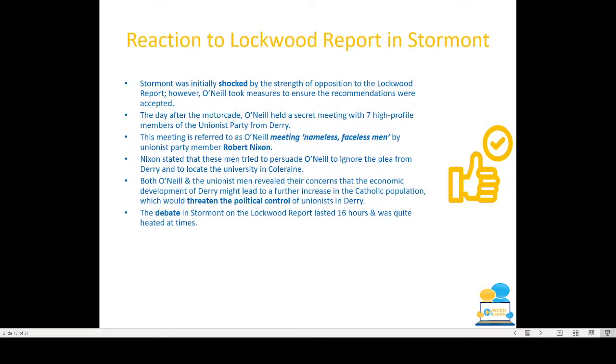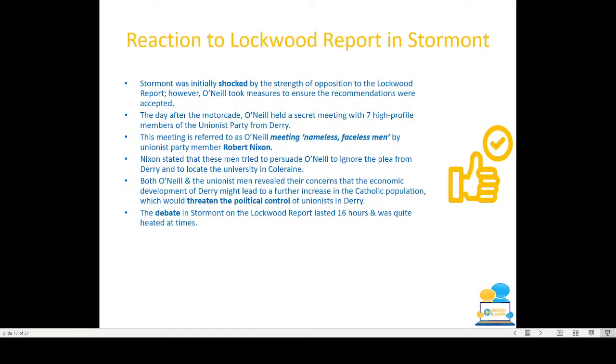So both O'Neill and the Unionist men revealed their concerns that the economic development of Derry might lead to a further increase in the Catholic population, which would threaten the political control of Unionists in Derry. And that's a very controversial aspect to even think about, that these men from Derry were almost afraid to accept this university in Derry because it might lead to a further increase in Catholic population, which would obviously threaten their control, because if Catholics were in the majority then, they were able to vote Catholics or nationalists into power, and we'd see Unionists lose their foothold that they had in Derry.